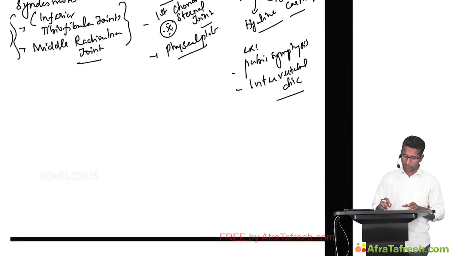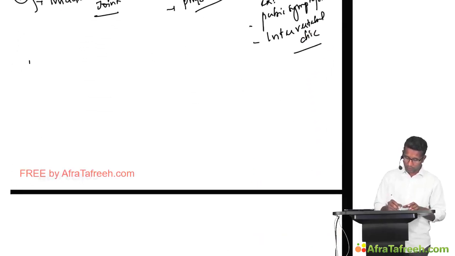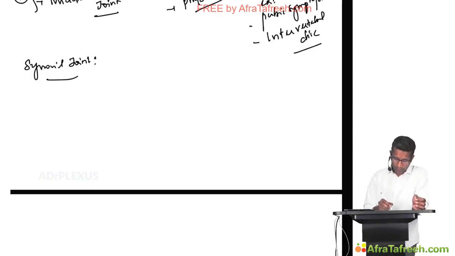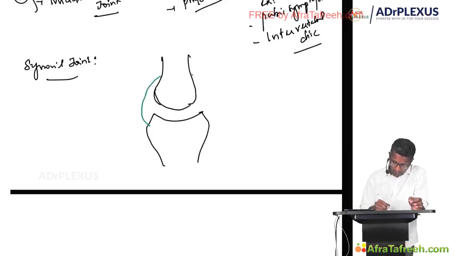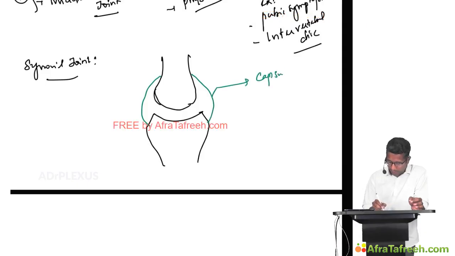Next comes the synovial joints. I hope you know what is called a synovial joint. Synovial joint means this will have the following features. Usually if you take a joint, let us consider this is a bone, this is another bone which are forming the joint here. Now if it is a synovial joint, this synovial joint will be covered on its outer aspect by a capsule.